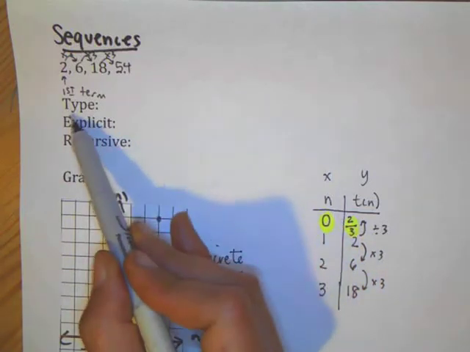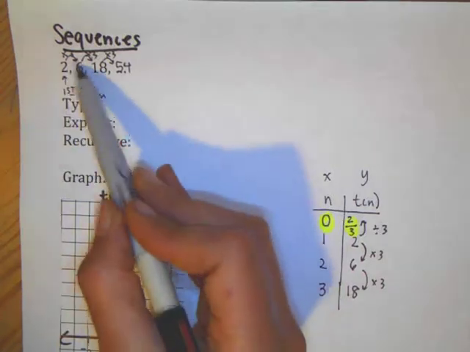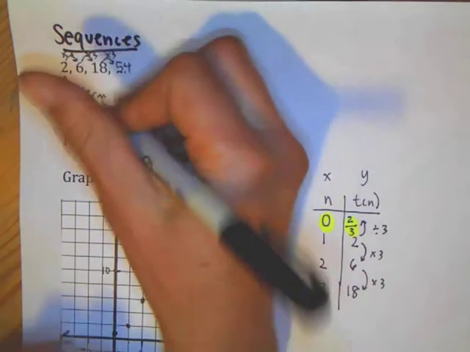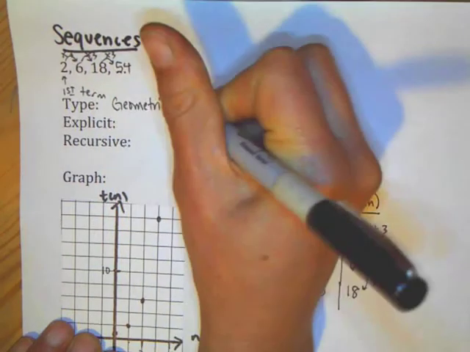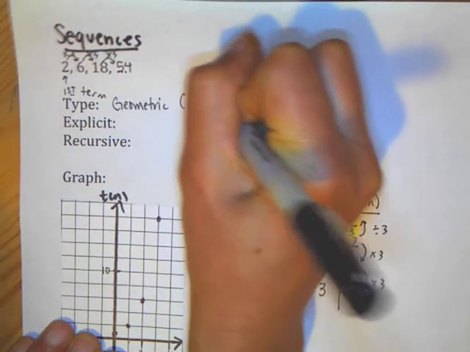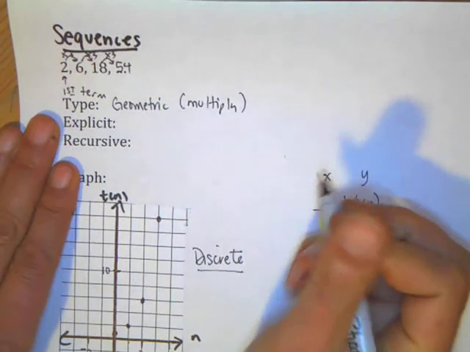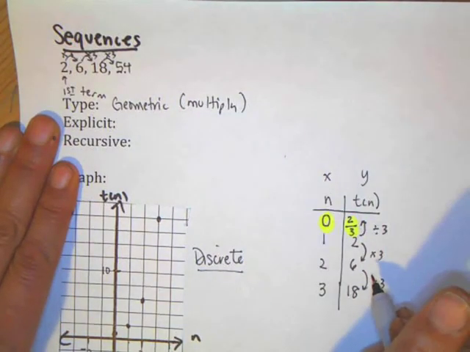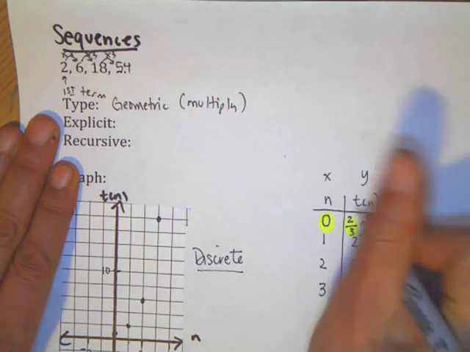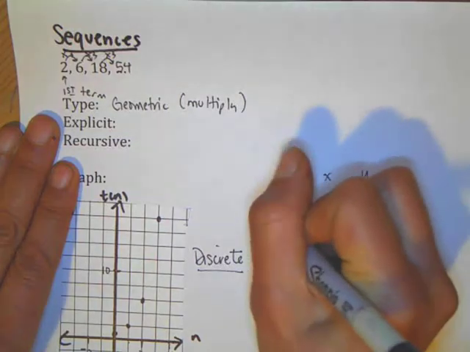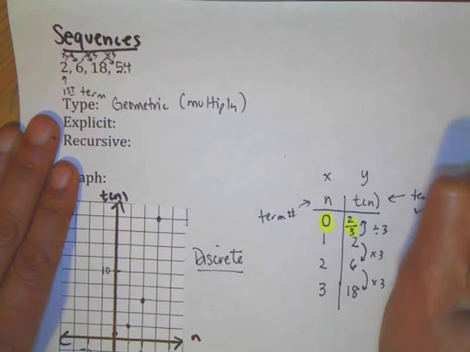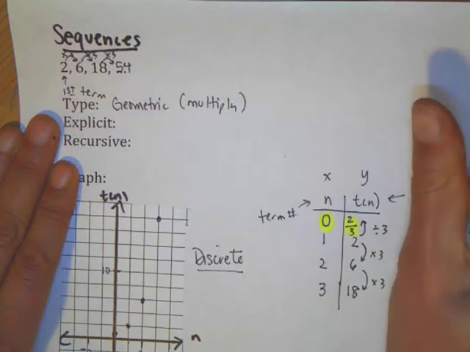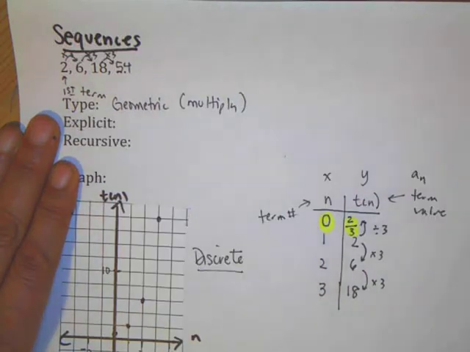So we want to identify the type of sequence. When we're multiplying to get from one term to the next, this is called a geometric sequence. So this is when you multiply to get from one term to the next. The explicit equation, once again, we're going to be using this. This is our term number, and this is our term value. Some books will use a sub n, and it's totally fine. Our book just happens to use this, so I'm going to stick with that.